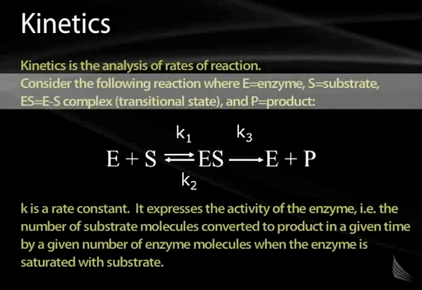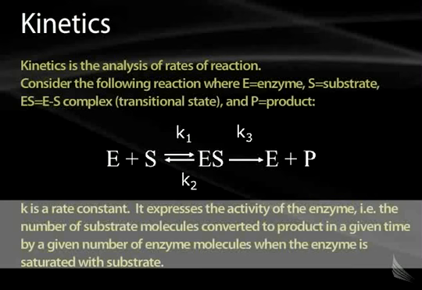So in this chemical formula, an enzyme combines with its substrate to form an intermediate state, and then that substrate is converted to product with release of the enzyme. Now, each of these steps has a rate constant. The rate constant, which is called K, expresses the activity of the enzyme, the number of substrate molecules converted to product in a given time by a given number of enzyme molecules when the enzyme is saturated with substrate. So this is the rate at which each of these reactions may occur.